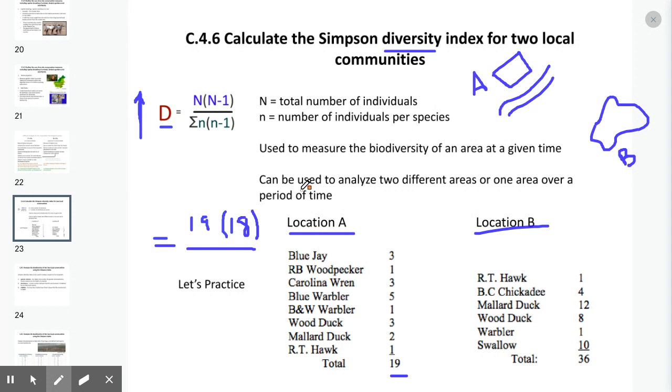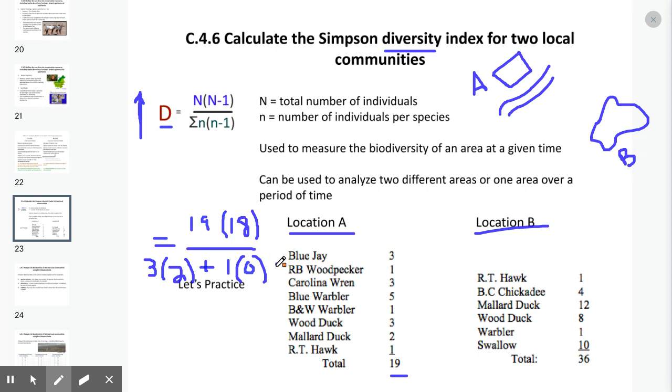All right, so let's do this. The first species we had was the blue jay. So we take 3 and multiply it by 3 minus 1, which is 2. But it's the sum, so we have to add it to the next species. The next species is the red-bellied woodpecker, and there's one of those. So that's 1 times 1 minus 1, which is 0.